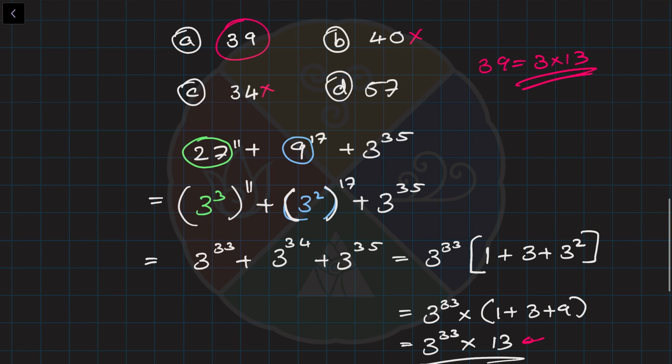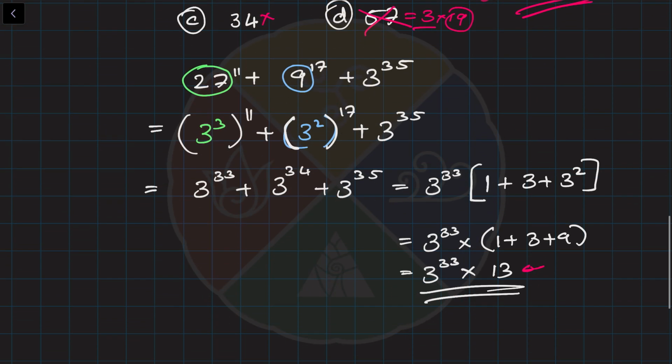Anyway, 2 is not there, so I can eliminate this. And what is 57? 57 divided by 3, yeah, 57 is 3 into 19. Even though 3 is there, 19 is coming. Therefore, this is also not divisible. So this number is divisible by only option A.